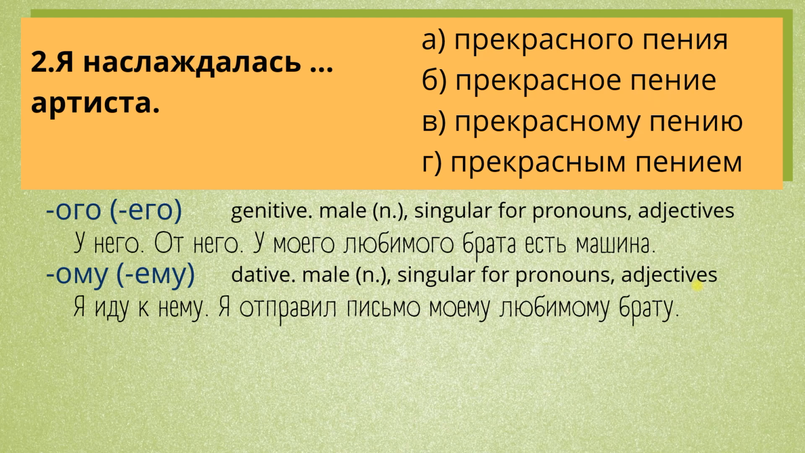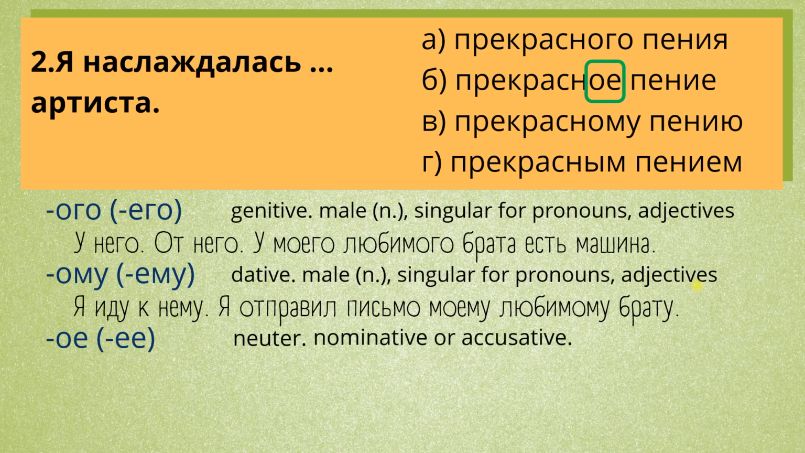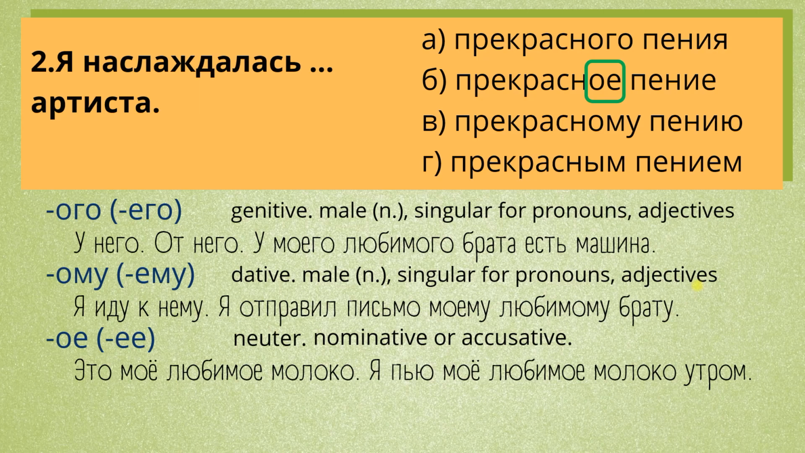If we go to another one, it's ое. And ое, of course, is neutral, because only the ое ending can have neutral adjectives for nominative or accusative case. Ое or ее. Это моё любимое молоко. Я пью моё любимое молоко утром.